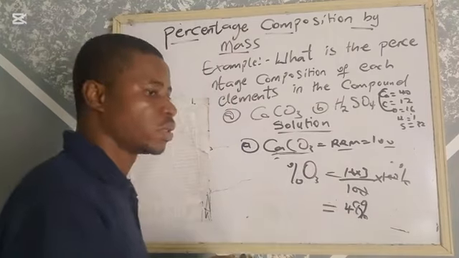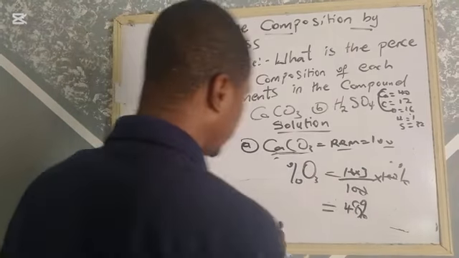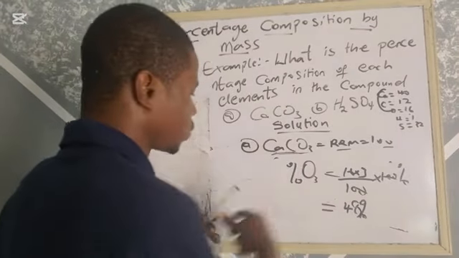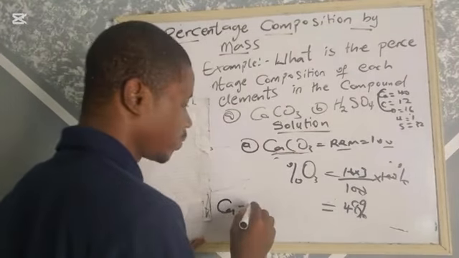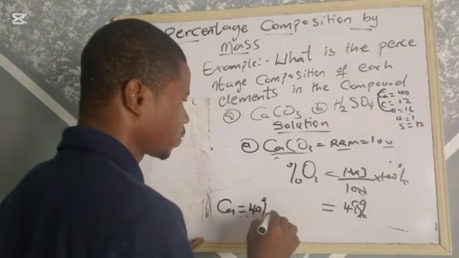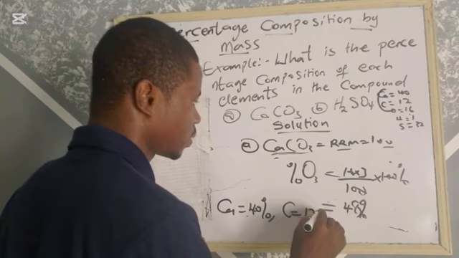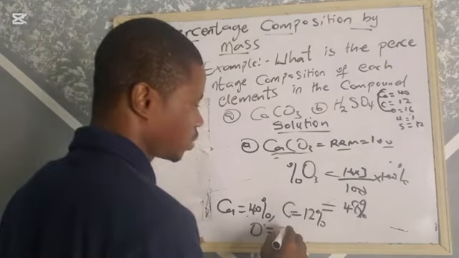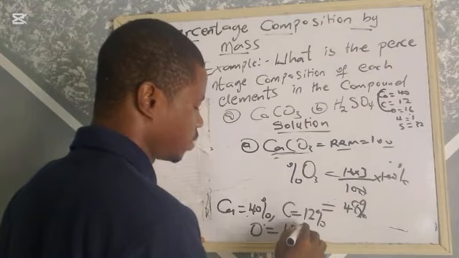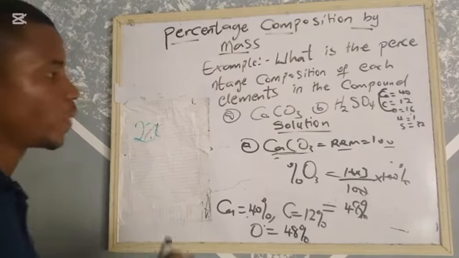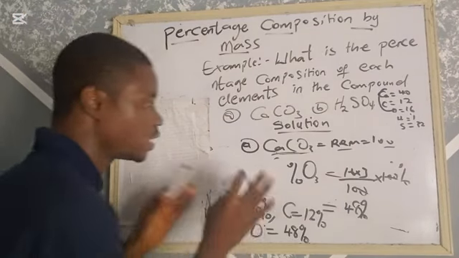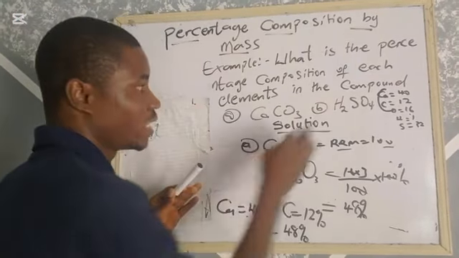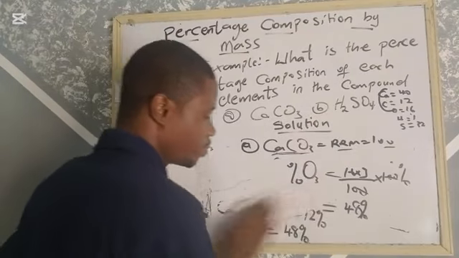So we have done that. The percentage composition of the elements: calcium, from our calculation, is 40%, carbon is 12%, and oxygen is 48%. These are our answers. We are done with that question. So the same way you solved question A, that's how you solve B. Let's do B together.